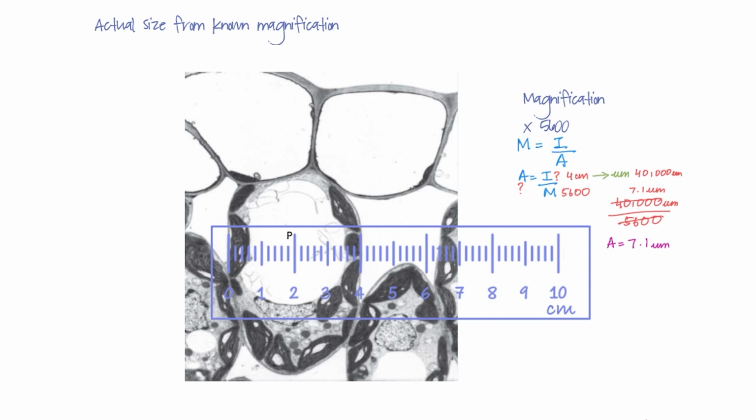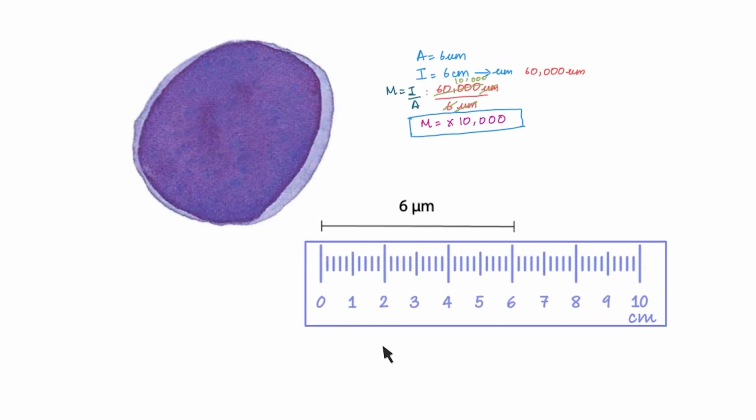So I don't want you guys to make the same mistake, and I want you guys to remember that you actually have to calculate that image size using your actual ruler by placing it either on top of a cell in case there is no scale bar, and placing it on top of a scale bar if there is a scale bar provided in the question.